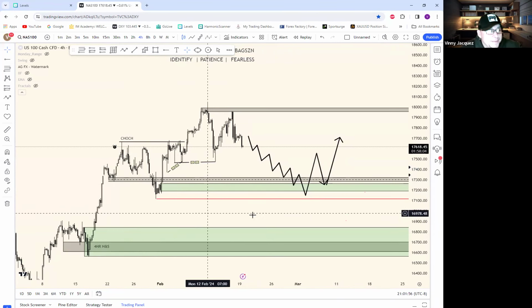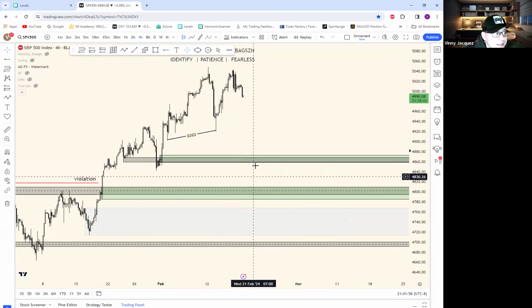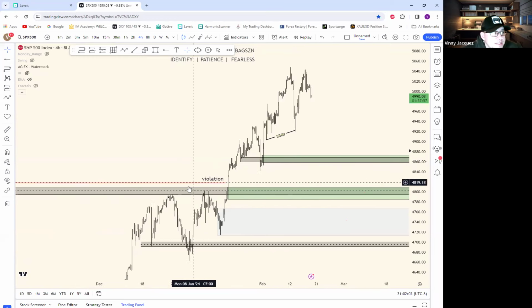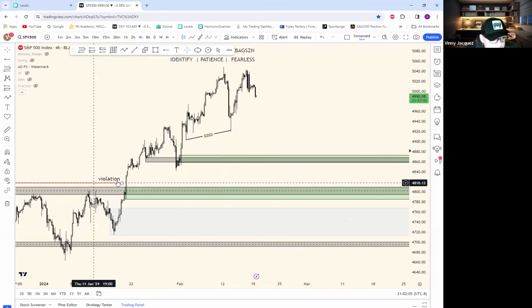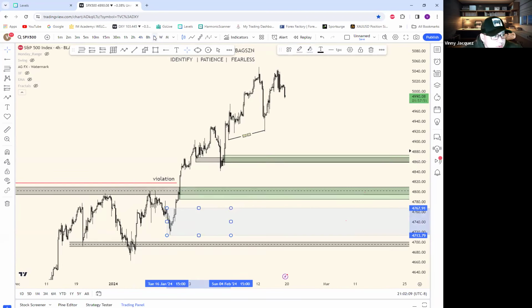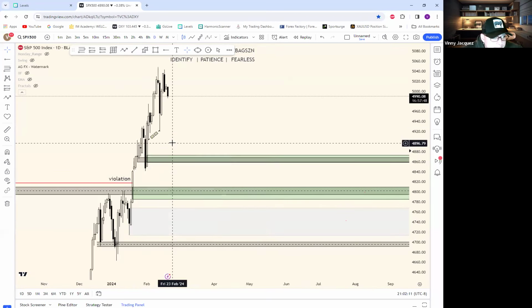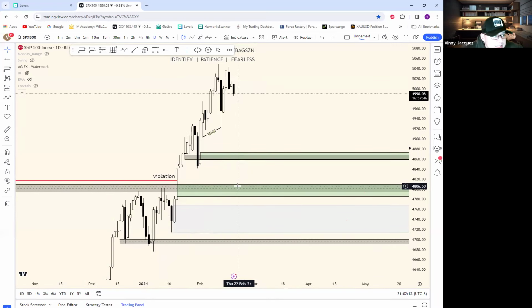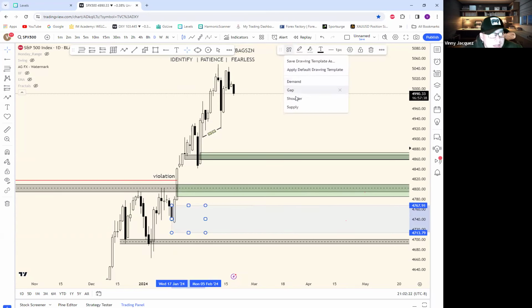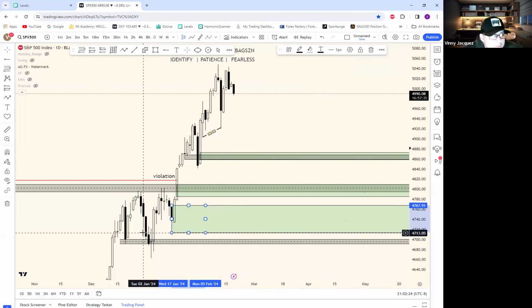Now, SPX 500. Again with US 30, this is a head and shoulder violation. Right? Let's go up real quick. Oh, this is a daily starting point. So notice how we have a 4-hour starting point right on top of the violation. We have a daily starting point right underneath the violation, and then we have an inverted.